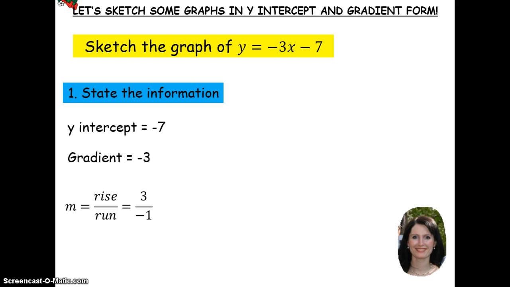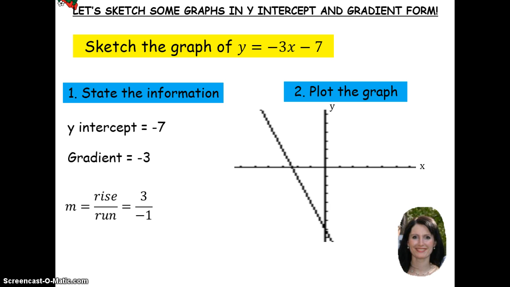It doesn't matter which way you do it, you're still going to get a point which lies on the line of negative 3x minus 7. As long as you only have one negative though. If you have two negatives, a negative divided by a negative is a positive. So if we had negative 3 over negative 1, that would be positive 3. And that is not our gradient in this case.